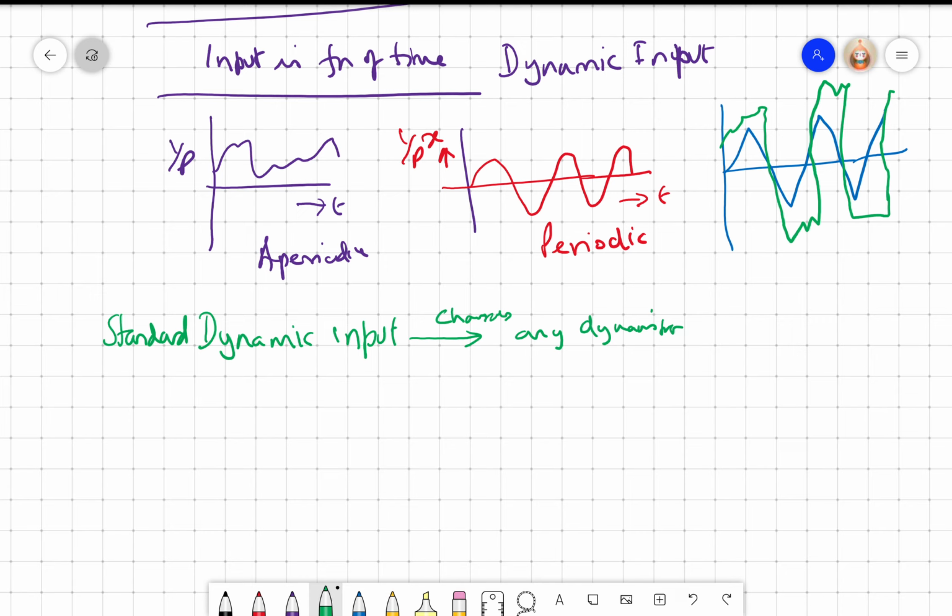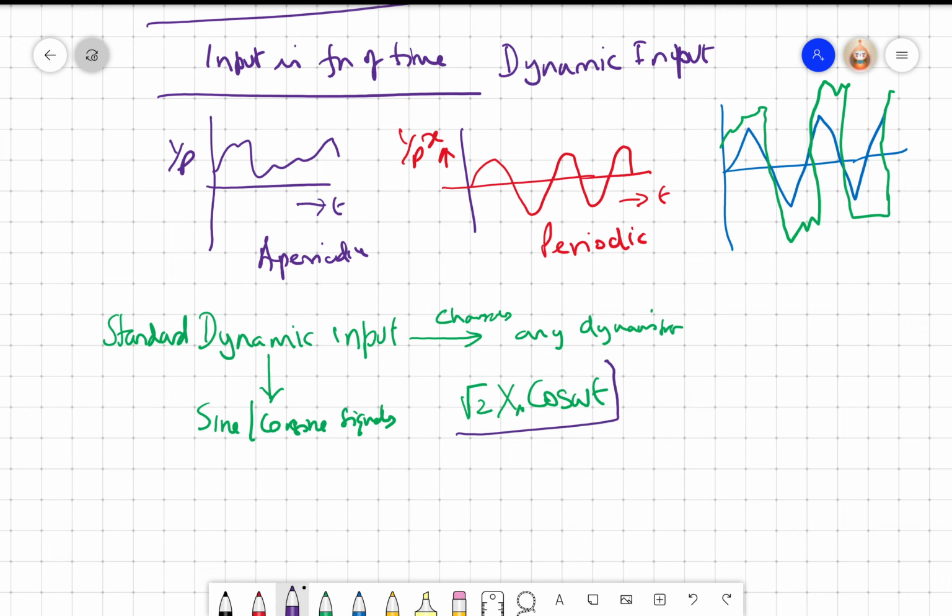We put the dynamic input as sine or cosine signals. So I simply assume my input is root 2 x cos omega t. That is my input. It could be temperature, it could be pressure, it doesn't matter, it's a time varying input. Now if I give my input like this, I give this to my transducer. I should get an output.